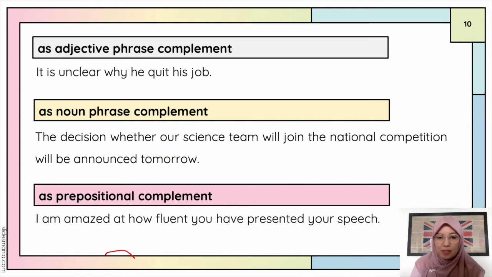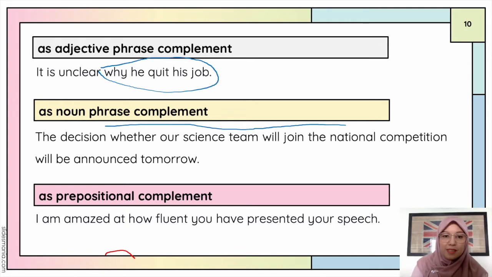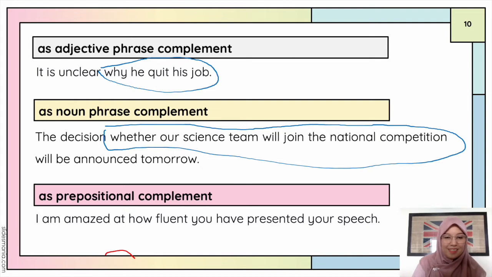The next function is adjective phrase complement. It is unclear why he quit his job. The noun clause here, why he quit his job. Yes, very good. Now the function is noun phrase complement. Can you guess which one is the noun clause phrase? Excellent. You are right. Whether our science team will join the national competition is the noun clause.